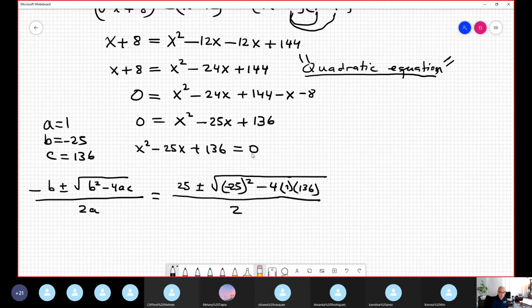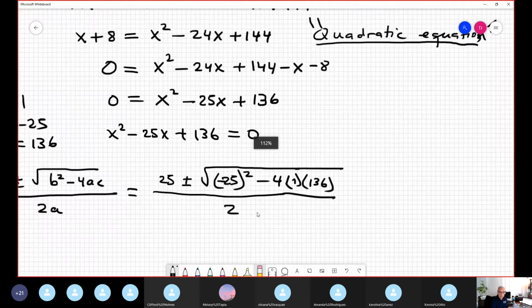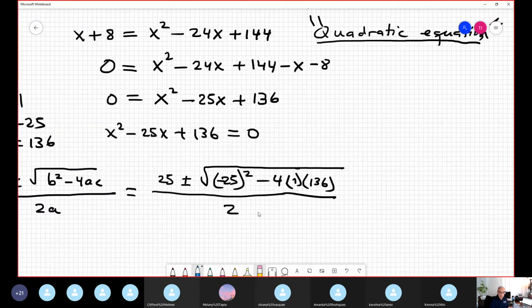So we focus on the expression inside the radical. 25 squared is 625. I put it in my calculator. Now multiplication, 4 times 136 is 544. Now subtraction: 625 minus 544 is 81. Nice, I love that. Why? Because the square root of 81, I know it's 9.